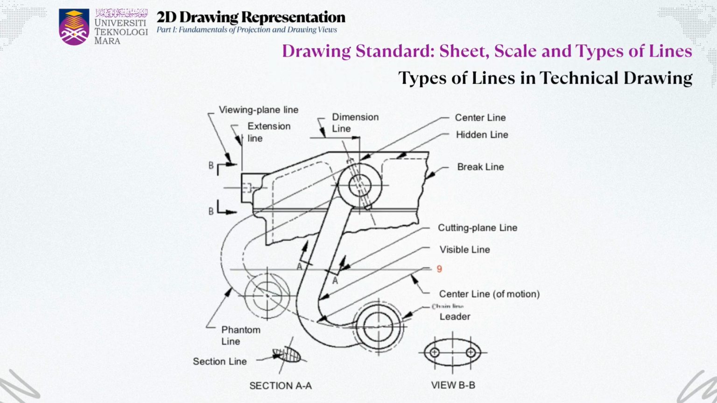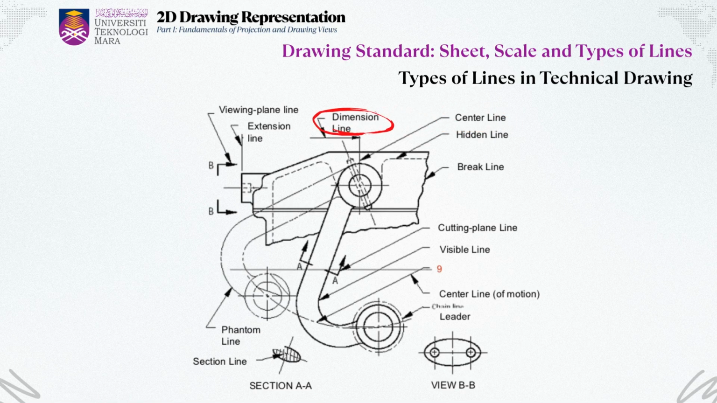This slide shows how different types of lines are used together in a single technical drawing. It helps us understand how each line communicates different information clearly and accurately. For example, the visible line shows the outer edges of the object that we can see. The hidden line shows parts that are not visible from the outside, like holes or cuts inside. The center line marks the center of circles or symmetrical parts.